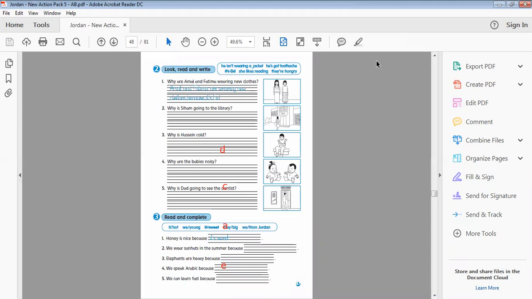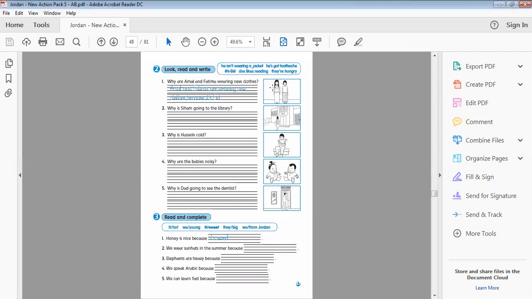Exercise 2. Look, read, and write. Look at the box here. He isn't wearing a jacket. He's got toothache. It's Eid. She likes reading. They are hungry. Okay, picture, question 1. Why are Amal and Fatima wearing new clothes?